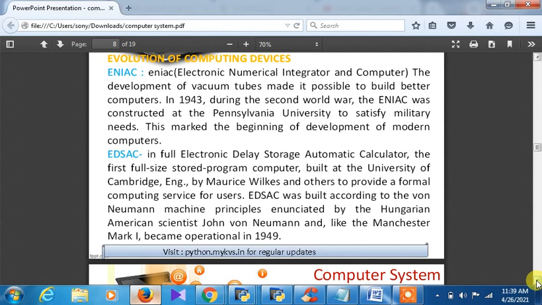In 1943, during the Second World War, the ENIAC was constructed at Pennsylvania University to satisfy military needs. This marked the beginning of the development of modern computers. Next comes EDSAC, the Electronic Delay Storage Automatic Calculator. You must know the full form of these computers and should note them down. And it was the first full-size stored program computer, built at the University of Cambridge. So EDSAC was built according to John von Neumann's architecture.